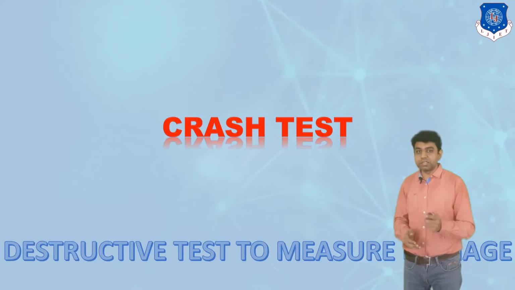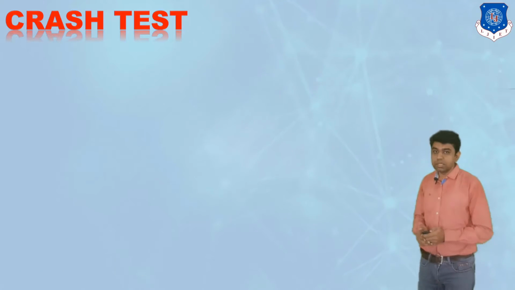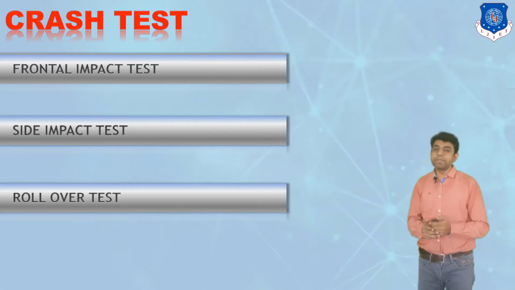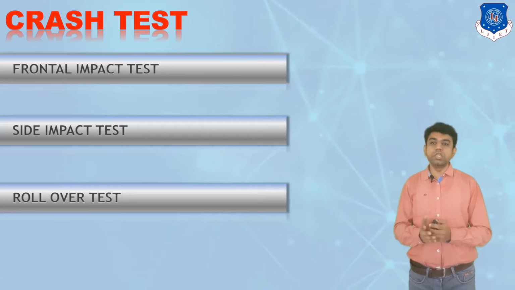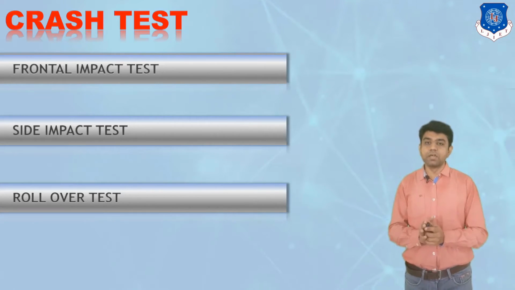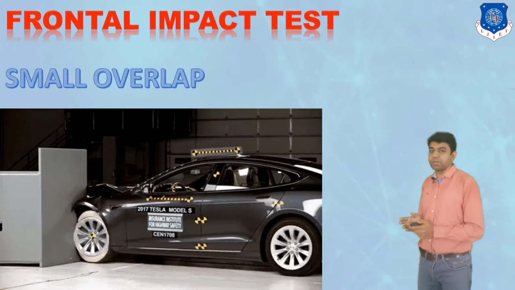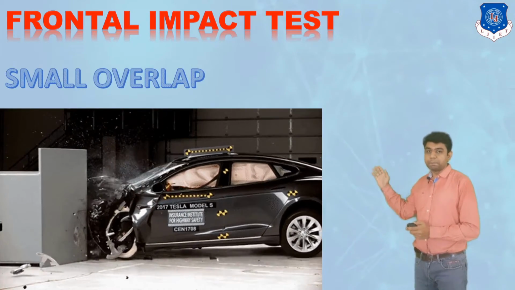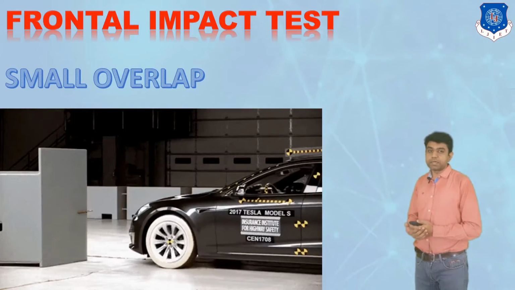So let us understand the different crash tests in detail in today's lecture. Let's begin with how many types of crash tests there are. Basically, when we talk about a crash test, we normally have three different types: the frontal impact test, the side impact test, and the rollover test. In the case of the frontal impact test, we again have two subcategories. The first is the small overlap, and the second is the full overlap frontal impact test.